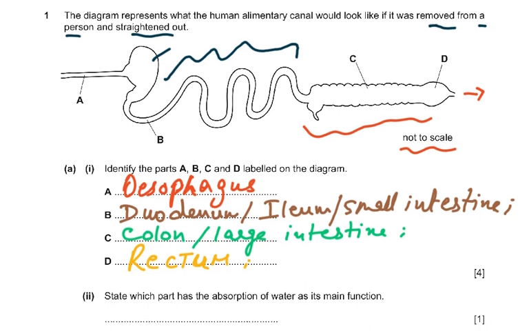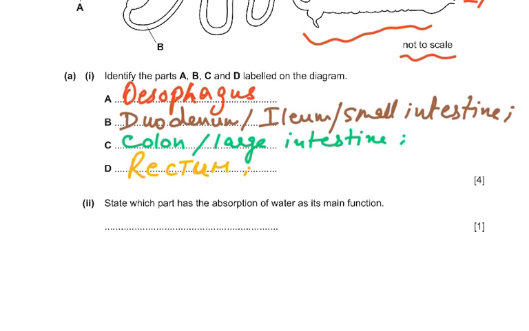Then it says state which part has the absorption of water as its main function. Now I know what would come through your mind is that when you drink water, where is it absorbed? It's absorbed in the stomach or in the small intestine. Well, of course, you've got to understand, they're not talking about this water. They're talking about the water which is in all the gastric juices which are used to help in digesting all the food which you have eaten.